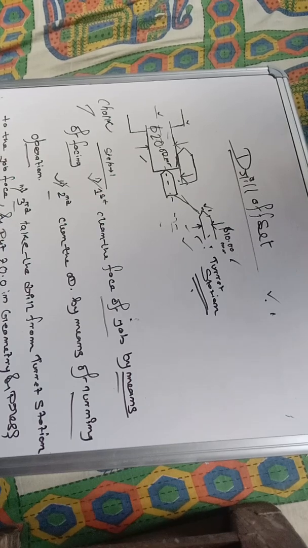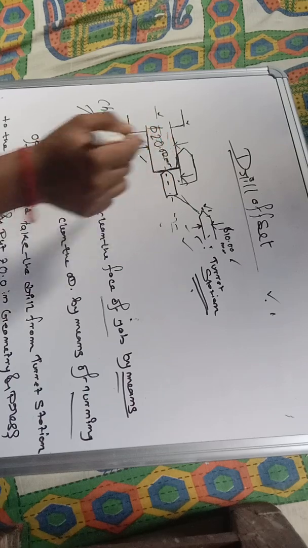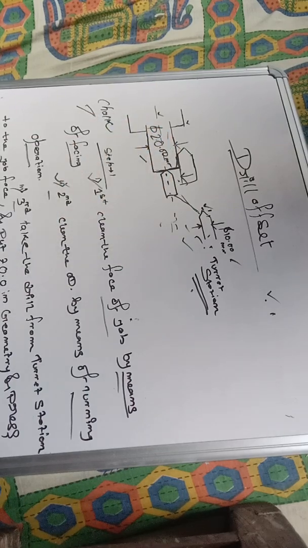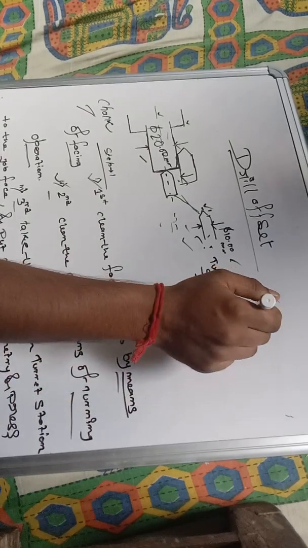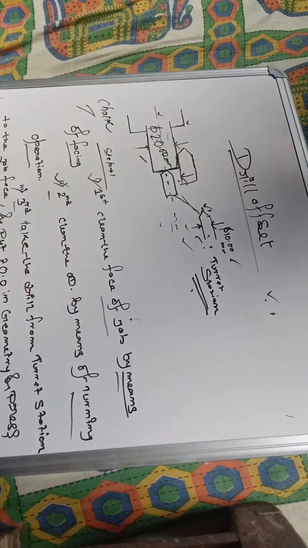So at first we have to clean the face of the job, because we all know the job which is fitted in a chuck is not neutral. We have to neutralize it by facing, and the facing will be done by an OD tool which will be in the tool station. So what is the first step? We have to first clean the job face by means of facing. That is the first step we have to do.